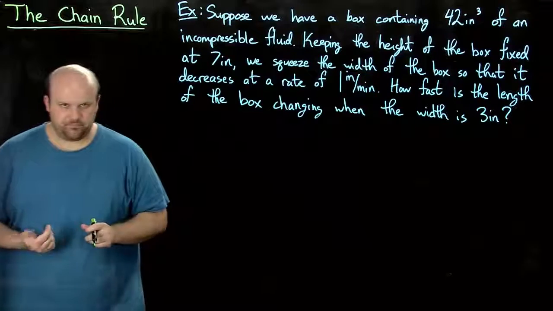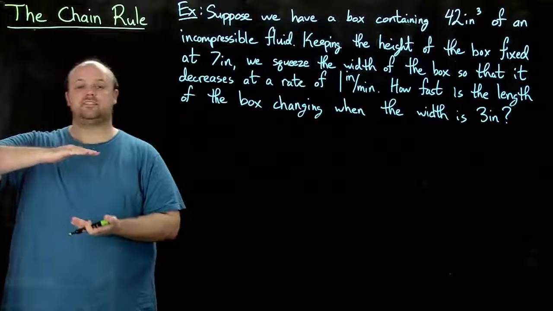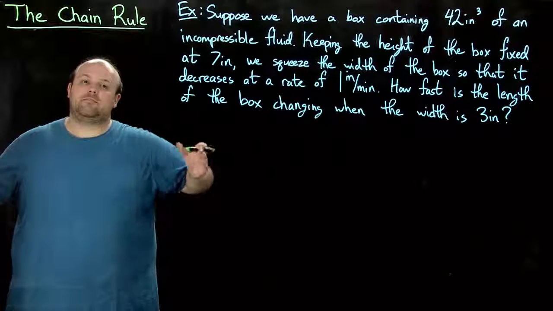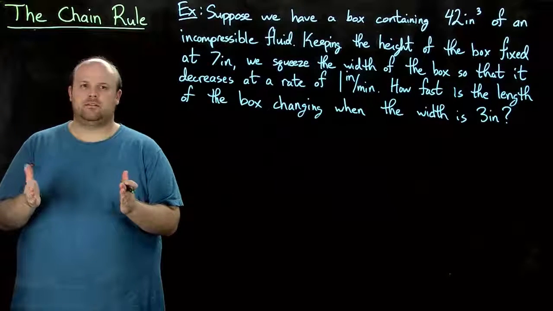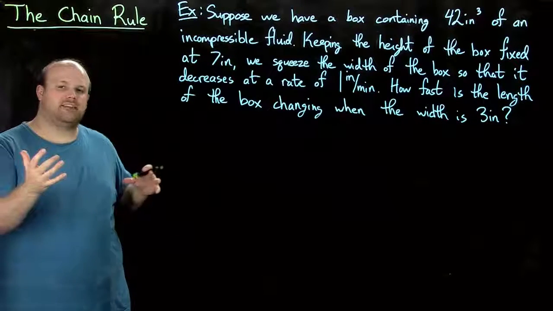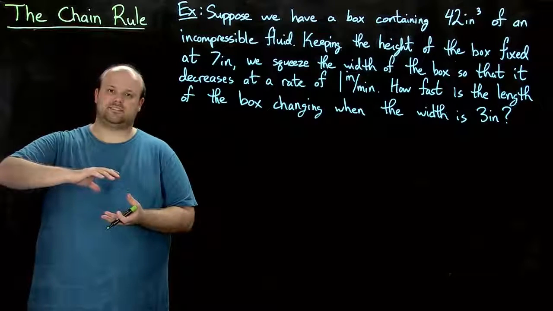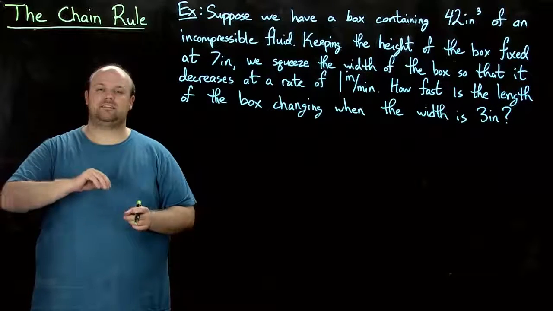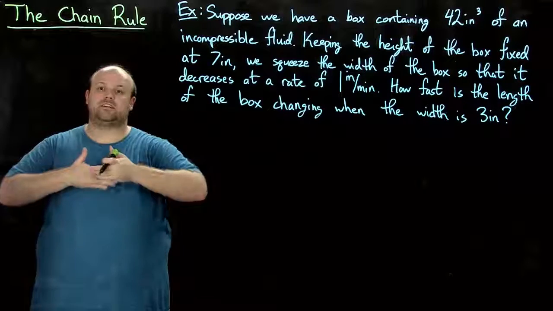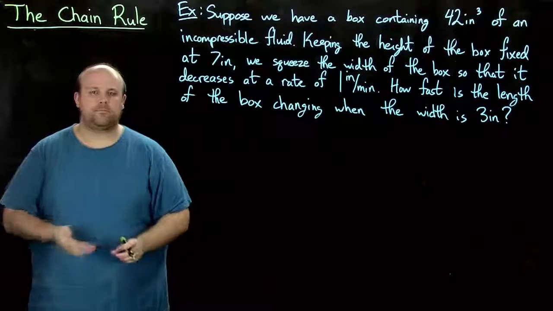All right? So what we're going to do here is we're going to keep the height fixed at a certain amount, and then we're going to squeeze the width. Right? And then what we're going to ask is, well, how fast is the length of the box changing? Because if the volume has to remain constant, that's what incompressible means, if we squeeze one direction, the other one should grow. That hopefully makes sense intuitively here.